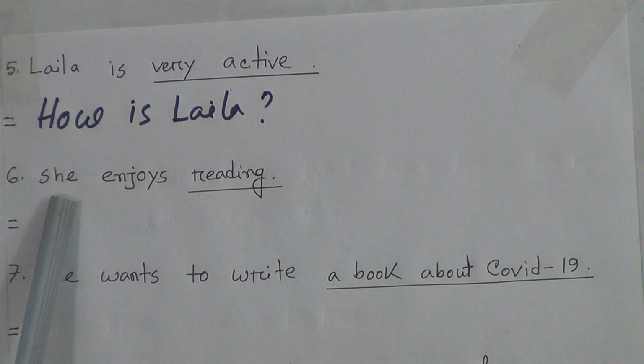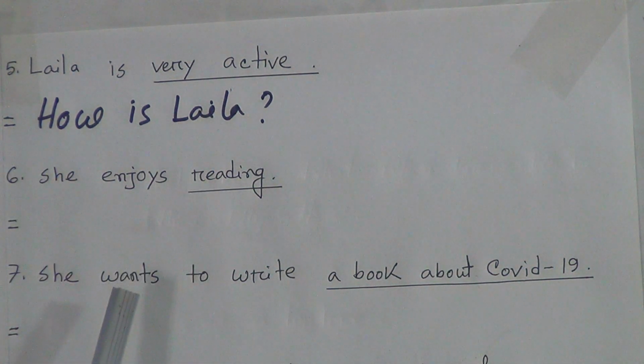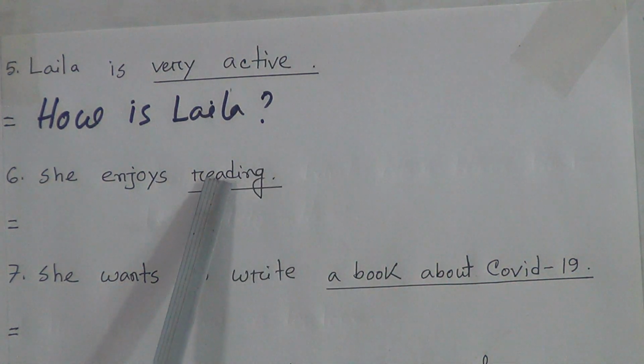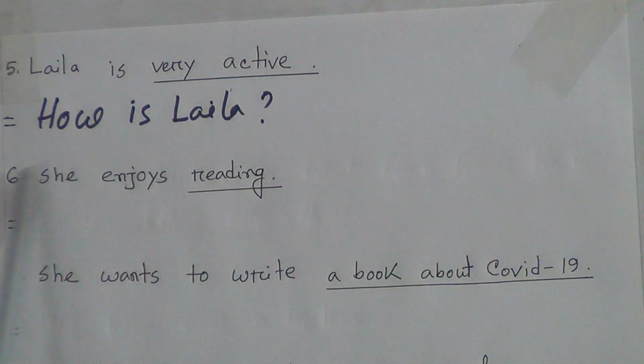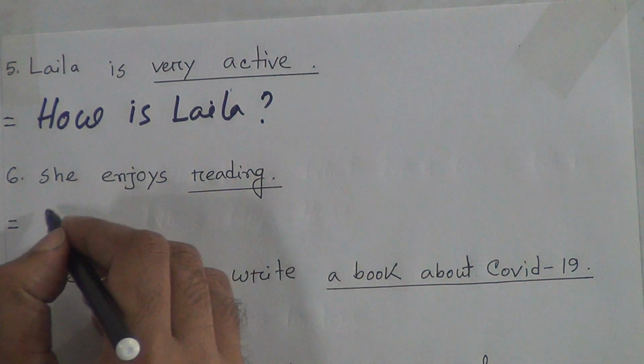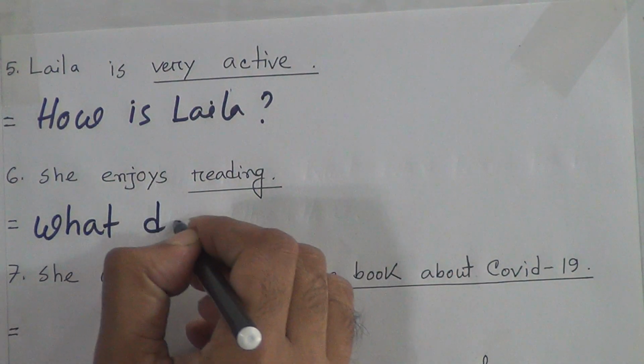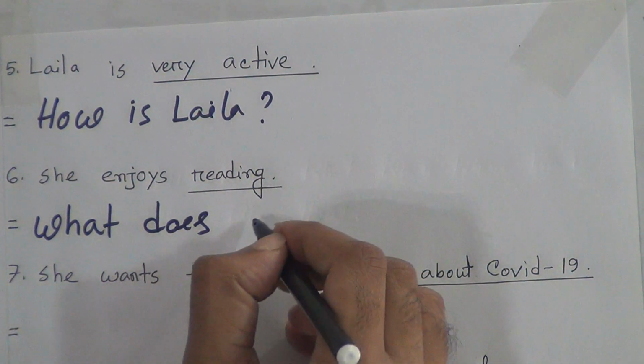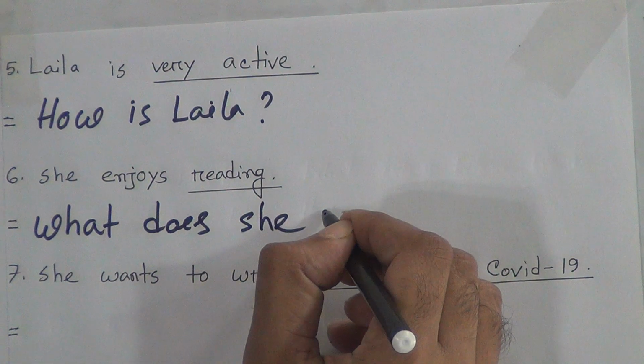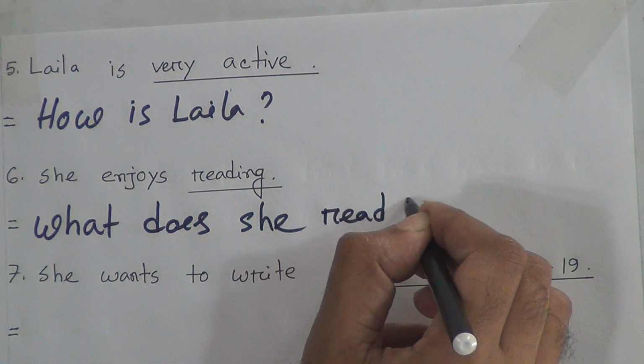Question number 6, she enjoys reading. I've told you that if we want to know about the object or subject of the sentence, we will ask a question with what. Here reading is the object of the sentence, so we will ask a question with what. What does she enjoy?